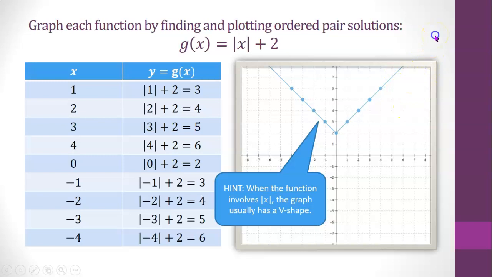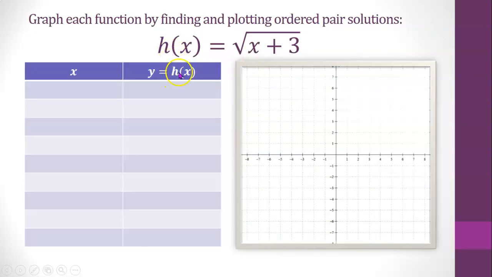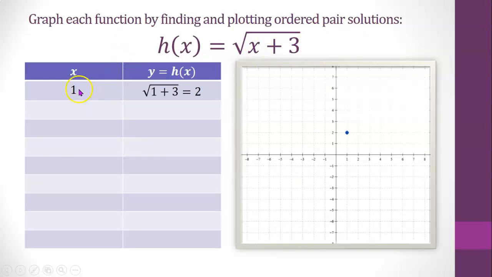Okay, one more example. Let's graph this function. h of x equals the square root of x plus 3. If x is 1, if we put 1 in place of x, so we're calculating h of 1, that would be the square root of 1 plus 3. Now 1 plus 3 would be 4, and then the square root of 4 would be 2. So we have a point where x is 1, y is 2.